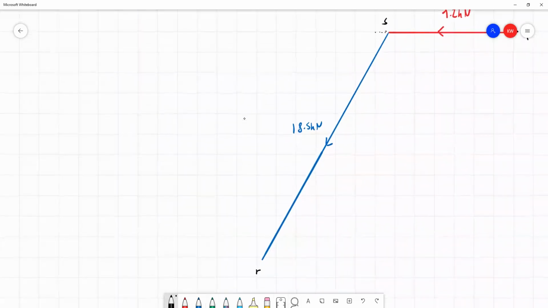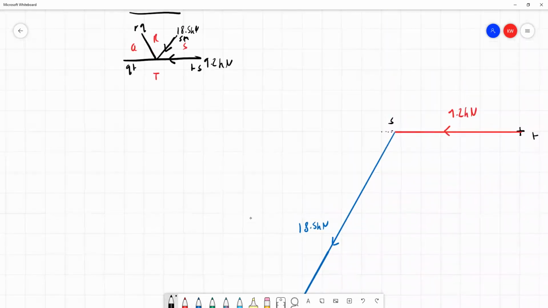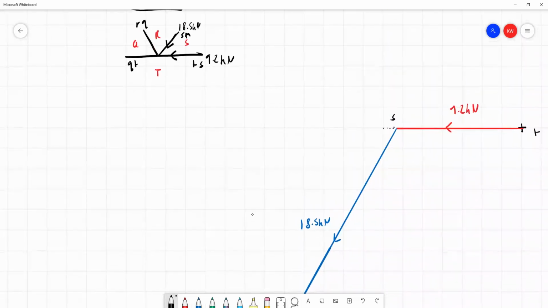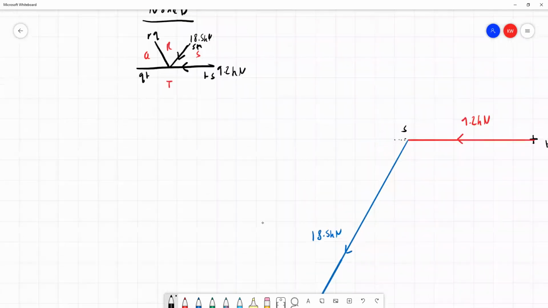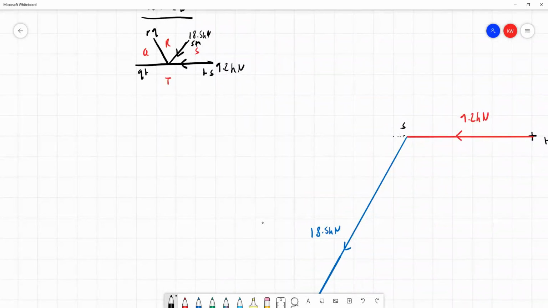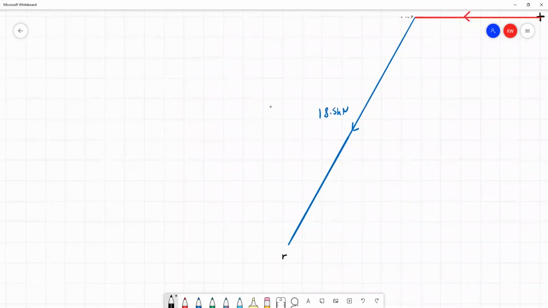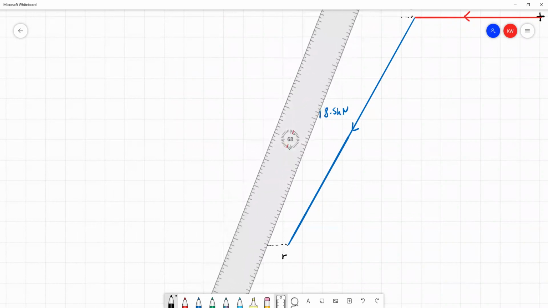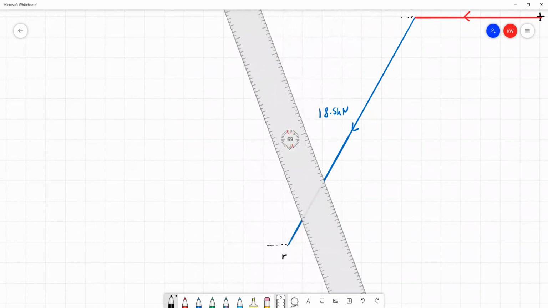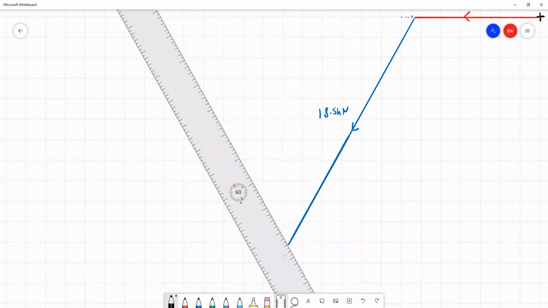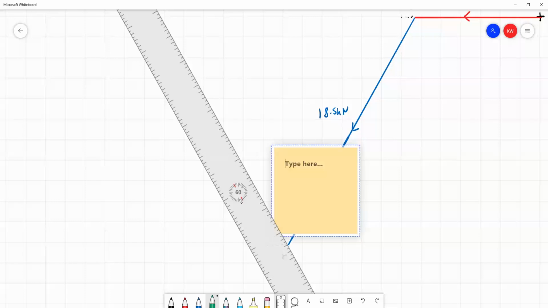So let's have a look then, first of all, at the vector RQ. Now the vector RQ acts up from the negative direction of the horizontal with an angle of 60 degrees. That means if we have a little dotted line like this, we need to measure 60 degrees up from it, which is what we'll do. I accidentally added a note there, we're trying to remove that.